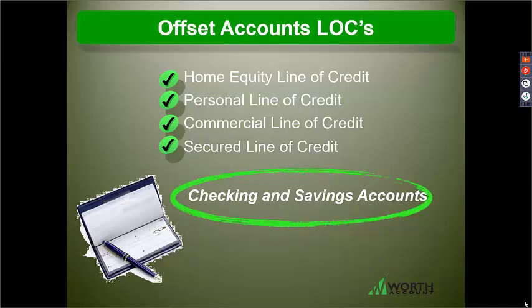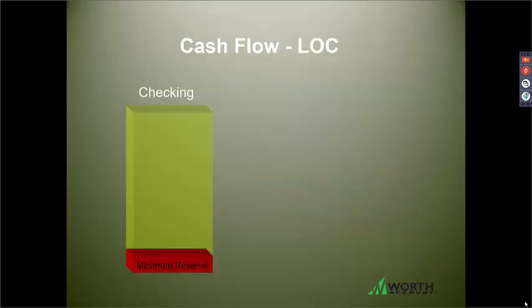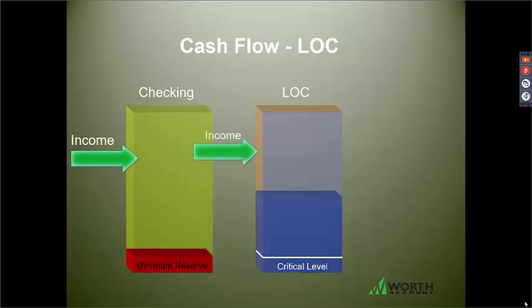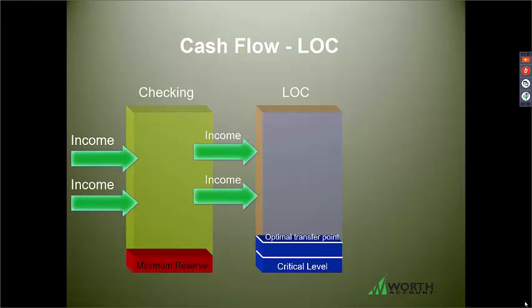So now what we want to do is just kind of review the cash flow of what's going on. So here we've got our cash flow, our income coming into our checking account. We set up a minimum reserve in that checking account. So this is the cash flow that we just went over on a line of credit. We set up that minimum reserve in that checking account, whether it's $50 or $5,000, it doesn't matter. Anything above that minimum reserve in the checking account flows into the line of credit. We deposit our income again, everything flows over to that line of credit. We're paying down that balance.